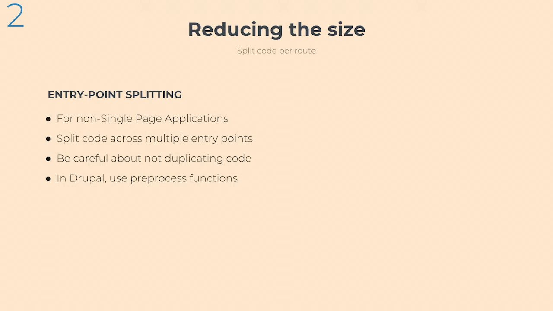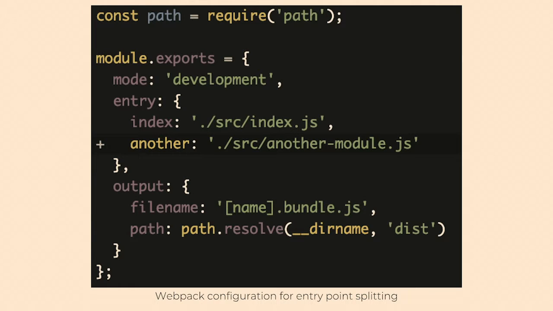There is one thing that we need to look out for in this case. If your entry points share some vendor libraries or modules, it can cause duplication of the code. And we can address this in the following slides. So here's an example of how to configure Webpack to manage entry point splitting. What we need to do here is just have an entry array with routes and what files to load on each route. So here we have two routes, index and another, and we just add another route with our custom JS code that we want to load on that route. It's quite easy.